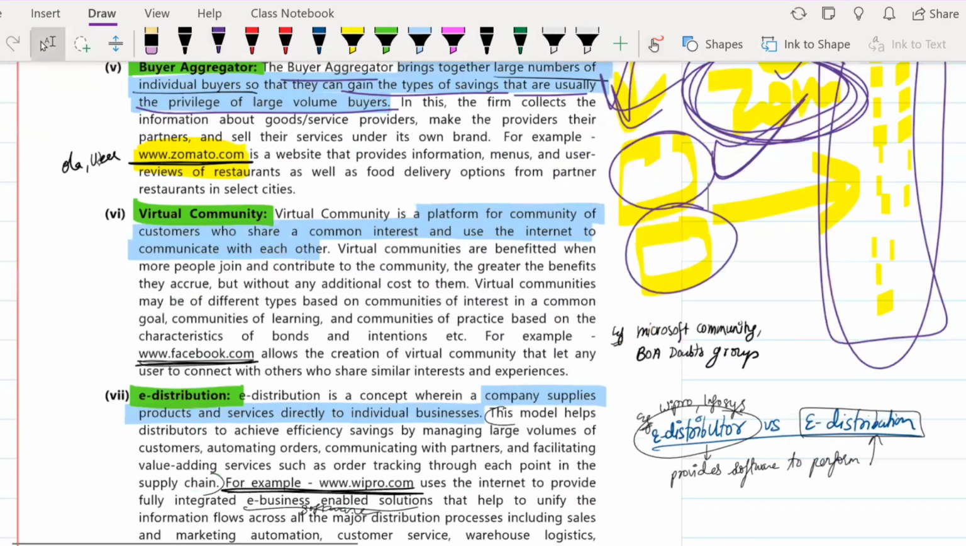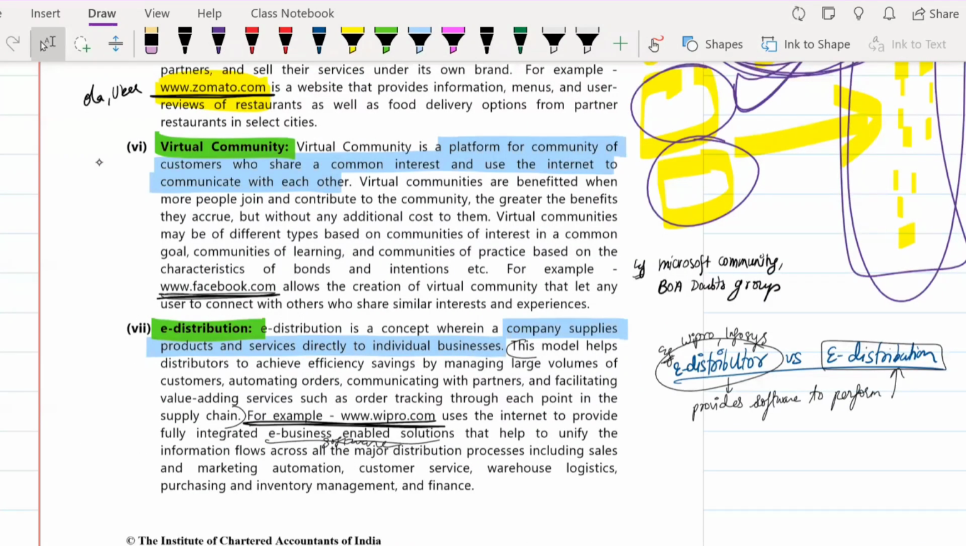Next is virtual community. A virtual community is a platform where customers who have a common interest come together and use the internet to communicate with one another. Examples are your Quora app and Pinterest also. One more example would be if I have a group for BOA doubts and discussion. Students who have doubts in intermediate subjects all come to one place, they post their doubt and other people clear it for them. So this is like a virtual community that we have built.